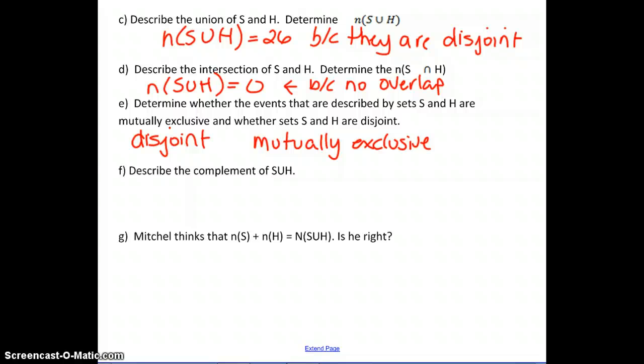Okay, what then is the complement of all of these spades and hearts, or the S union with the hearts? Good. So the complement of this is clubs union with diamonds.